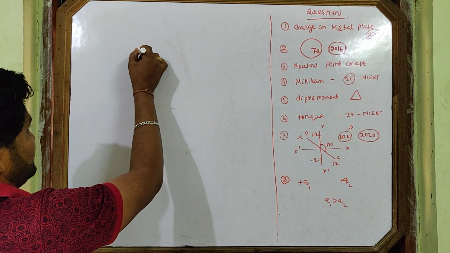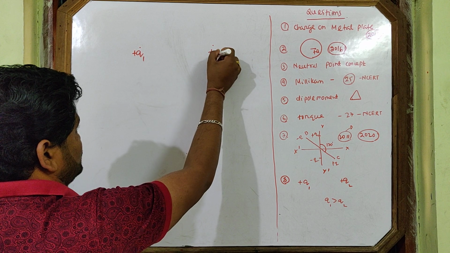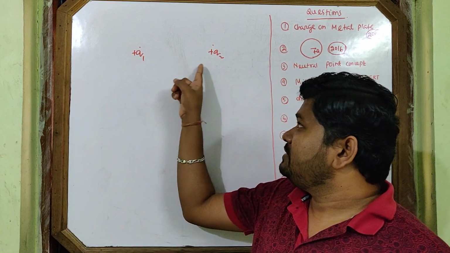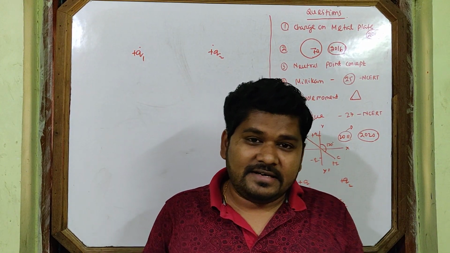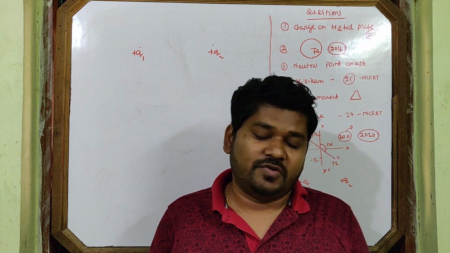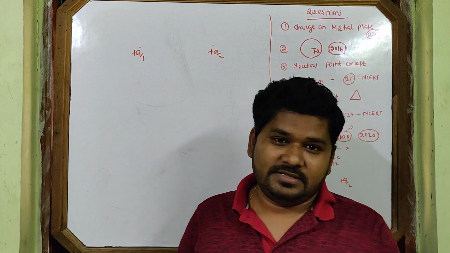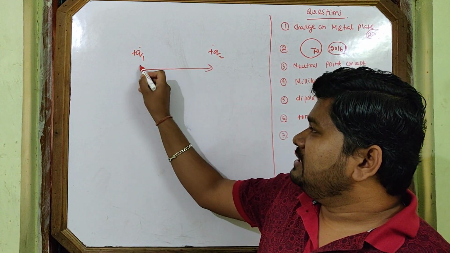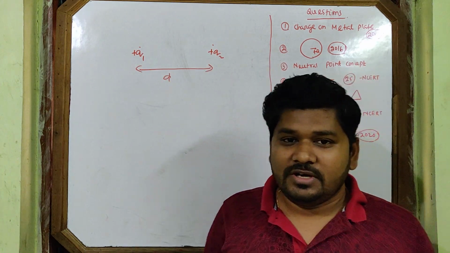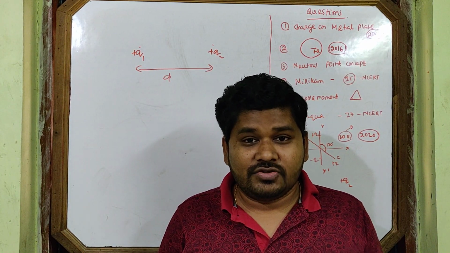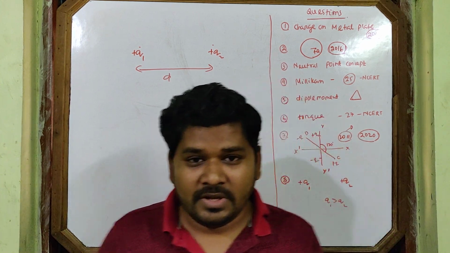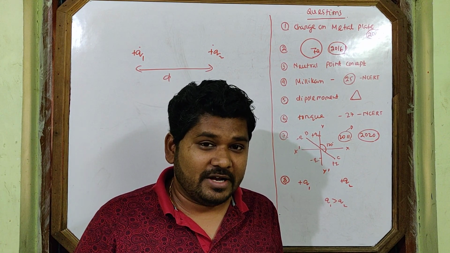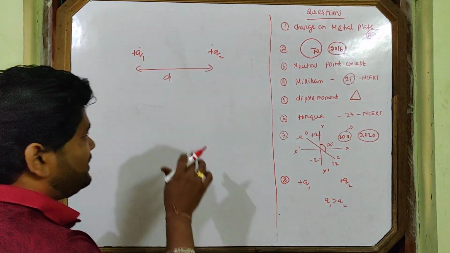Two charges, plus Q1 and plus Q2, are there. The charge magnitudes will be given. Where should we place a third charge so that it experiences no force? The question will come like this. The two charges are separated by a distance, let us take it as d. These are all common numerical values. Where should we place a third charge so that it experiences no force? Okay, the third charge experiences no force, which means it is indirectly asking us to find which point? The neutral point. So it wants us to find the neutral point.